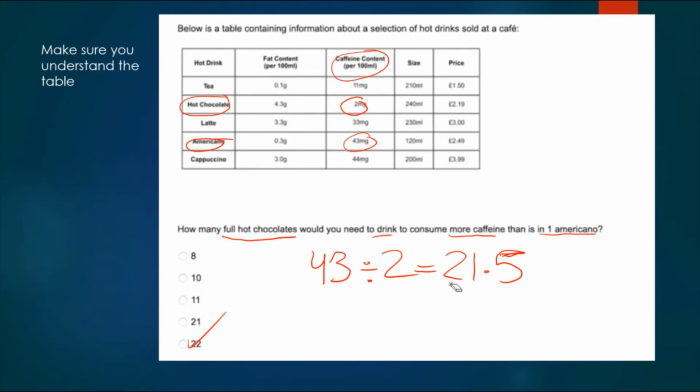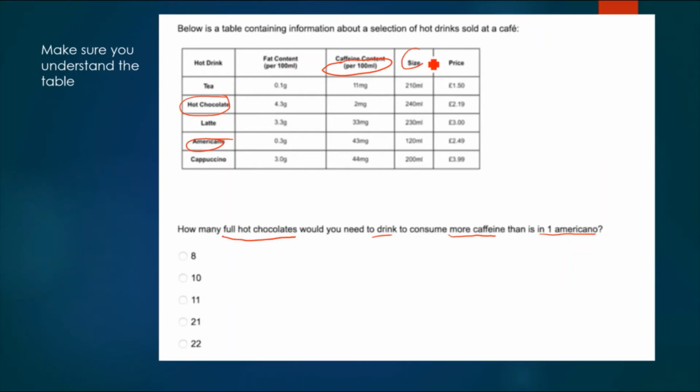But this is not the correct answer. If you are more careful, you will realize that this is per 100 milliliters, and you would have to look at the size of each drink. So for example, Americano, it is 120 milliliters.